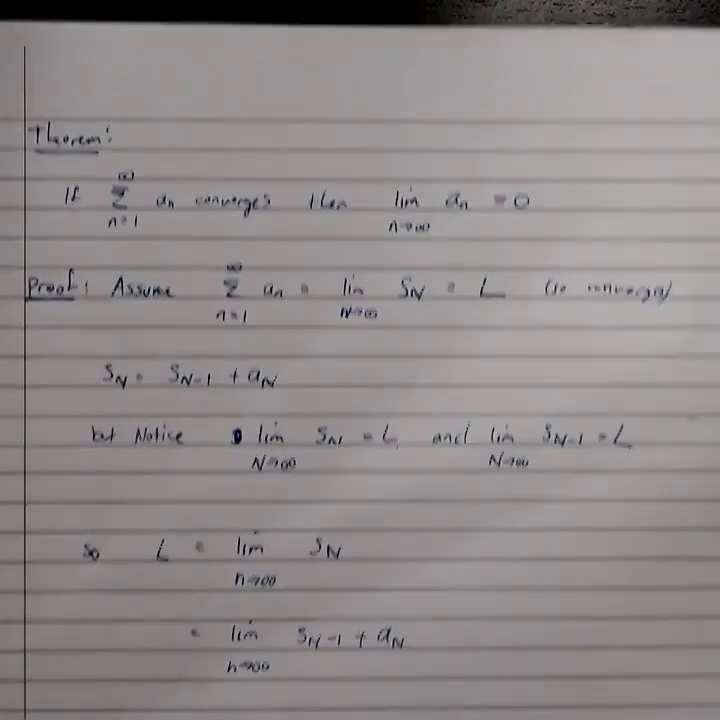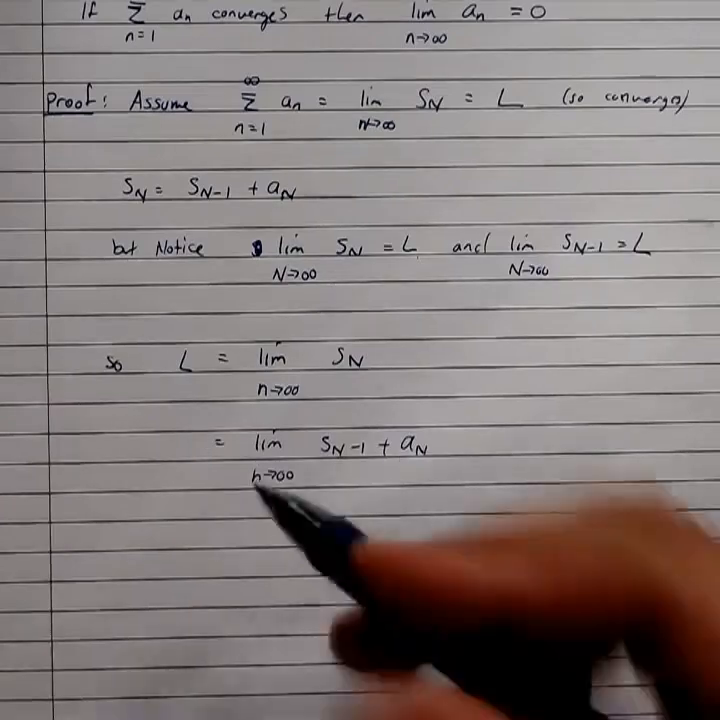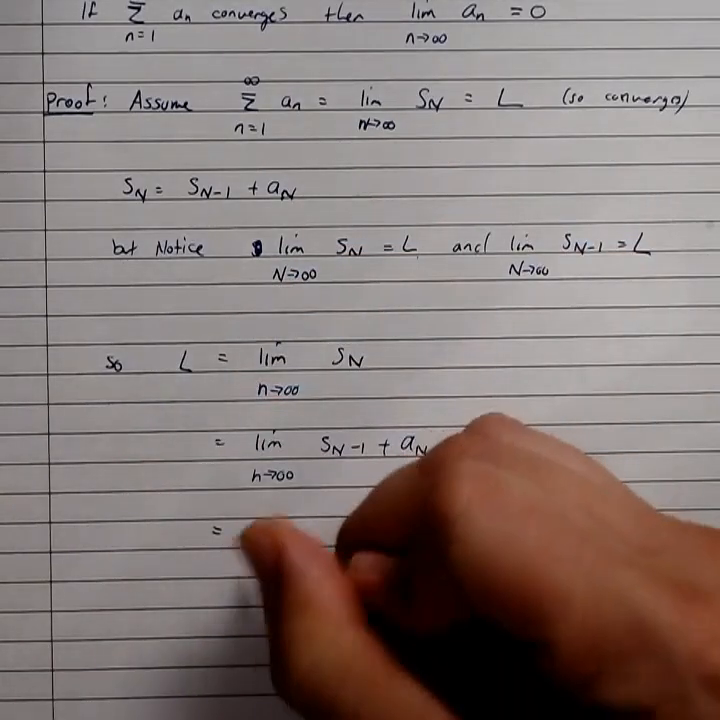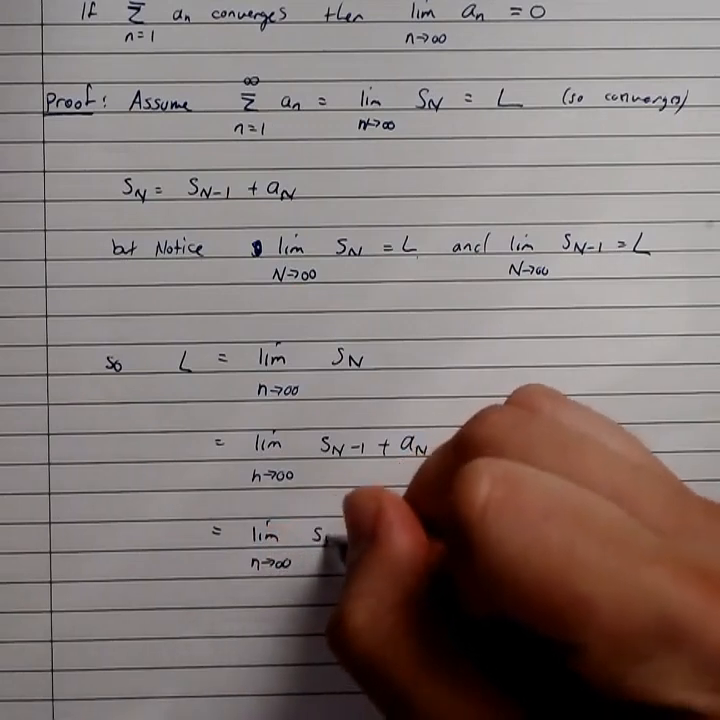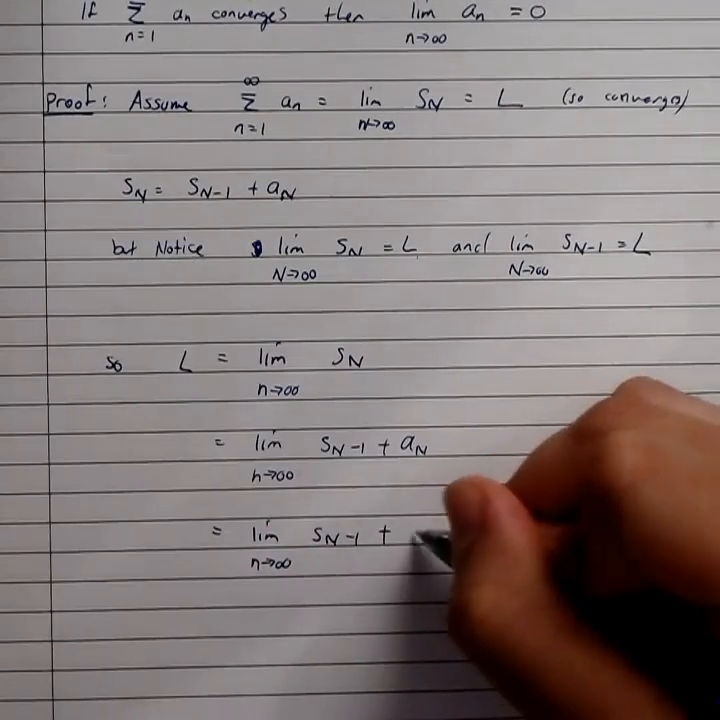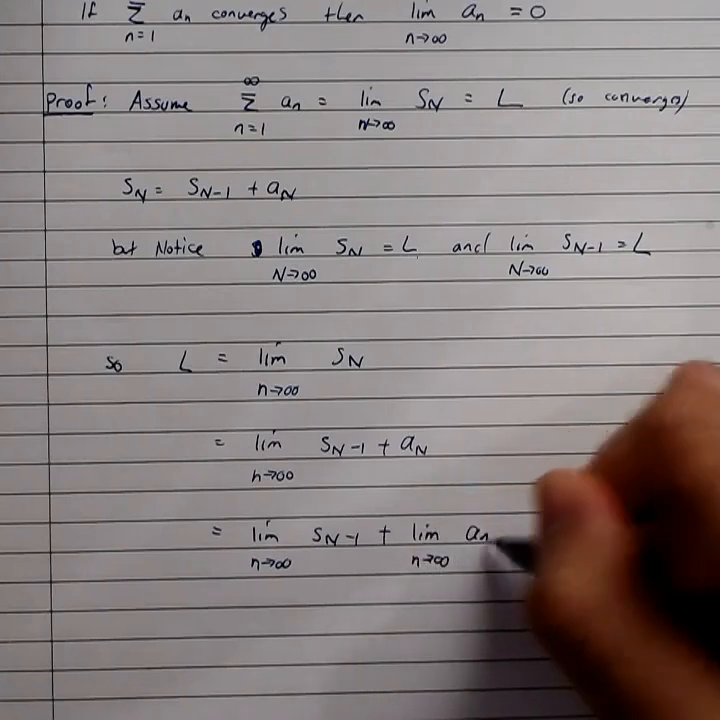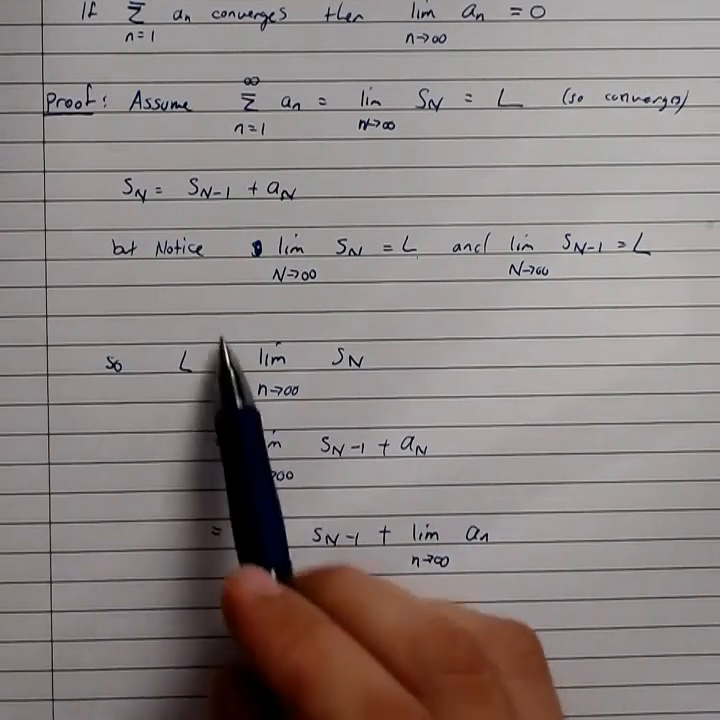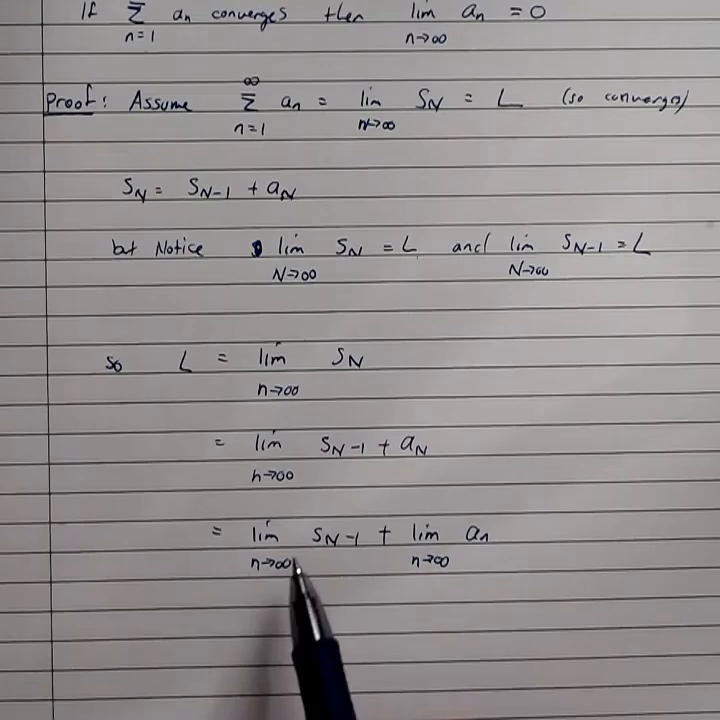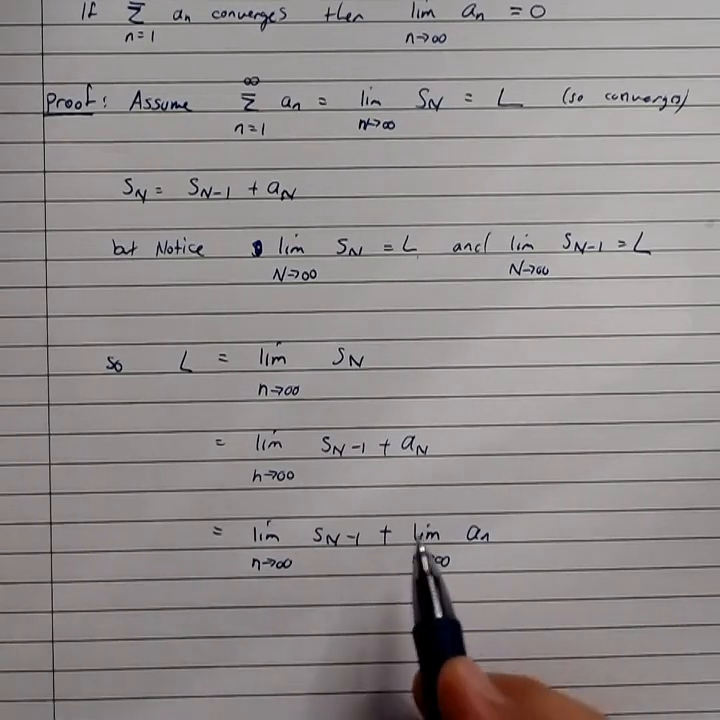But we've seen time and time again that limits are linear operations, which means I can apply them separately to each part of my limit. So here, I have the limit as n approaches infinity of s sub n minus 1 plus the limit as n approaches infinity of a sub n. Now remember, I can only do that if both of these converge. Well, they have to converge. They have to equal L. Okay, so then that means they do converge. So I should be able to split them.